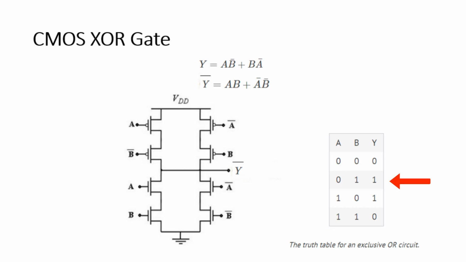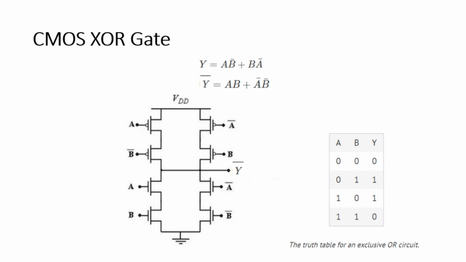For the next input, A is 0 and B is 1. If we put A 0 and B 1, this network is off, and here again this network is off. What about the pull-up network? A is 0 and B is 1. So this series network is on, and because this network is on, the output will be VDD, which is 1.